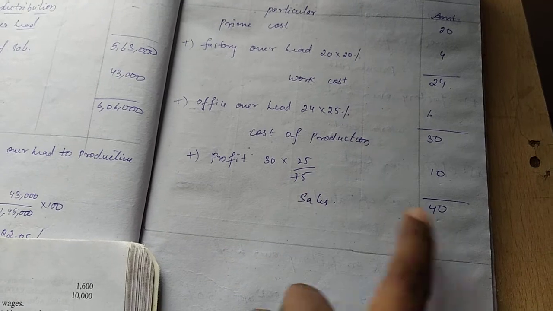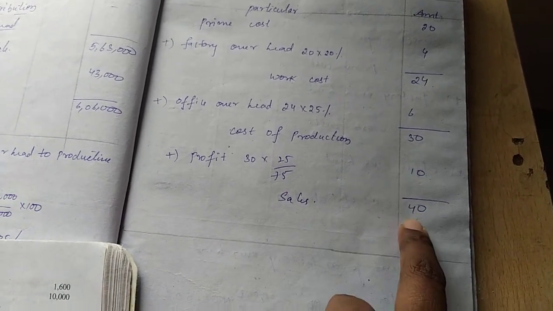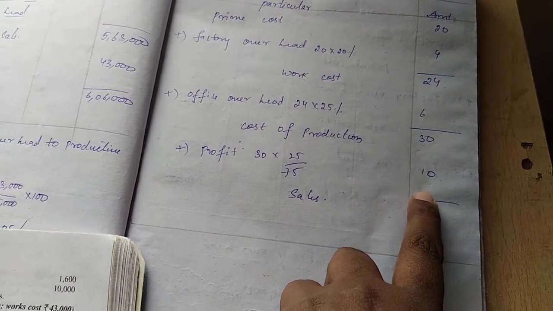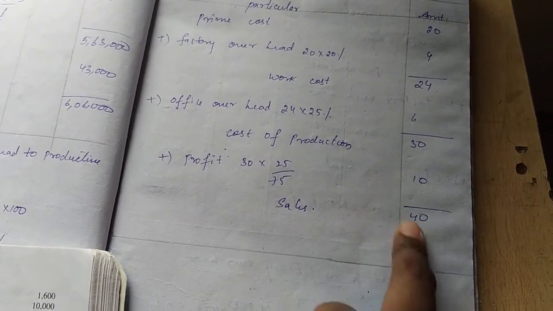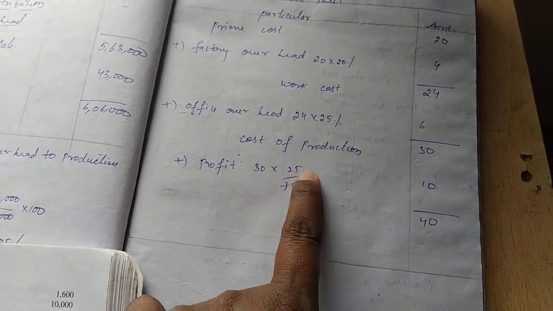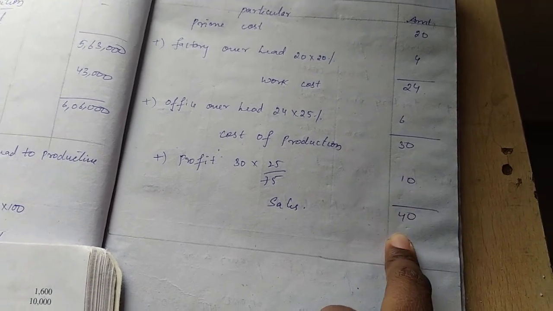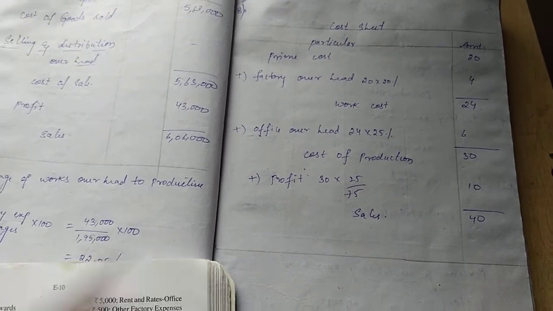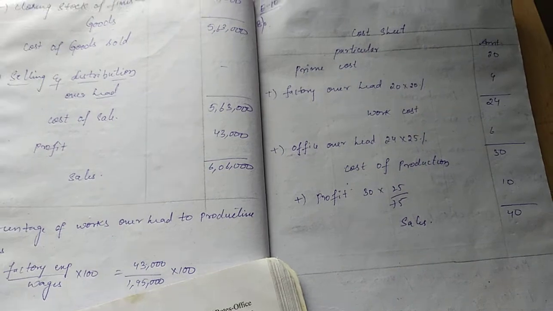How did we get the 75 here? Sales we have to think as 100 and profit is 25. So cost of production will be 75, because cost of production plus profit gives 100% of sales. So here we have to think of cost of production as 75. So 30 into 25 divided by 75, and profit will be 10. 30 plus 10, so what is the total sales? 40. Okay, after that, the 9th and 10th in the next video.